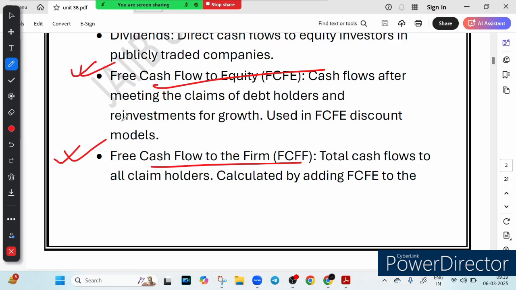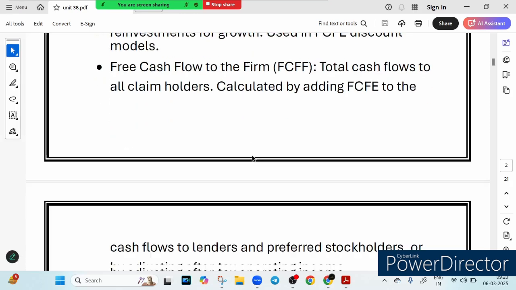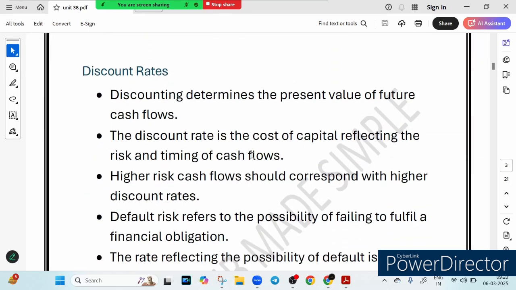So friends, just now we have talked about the three key types: expected cash flow, dividend, FCFE, and FCFF. Now let's switch our focus to our next topic, which is the discount rate. Let's talk about it.